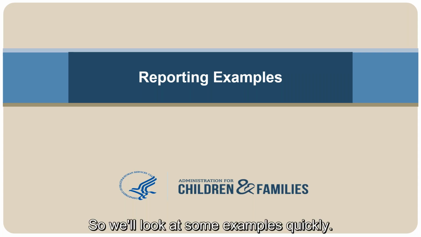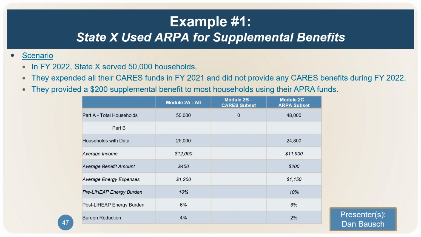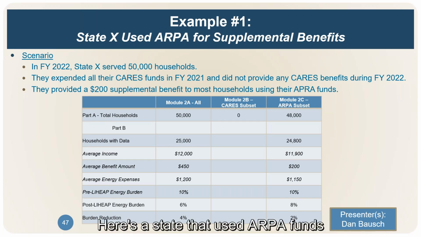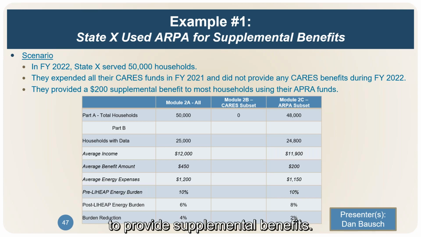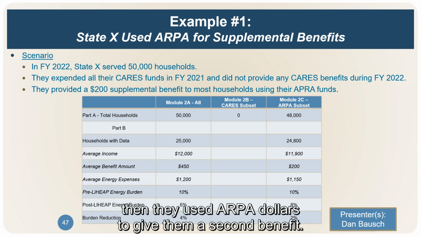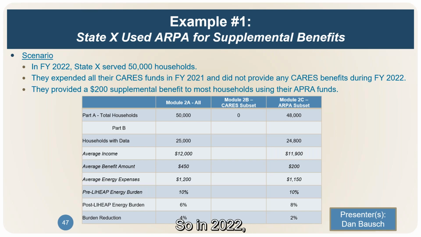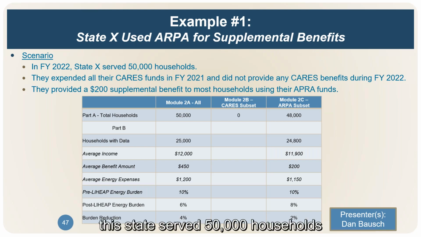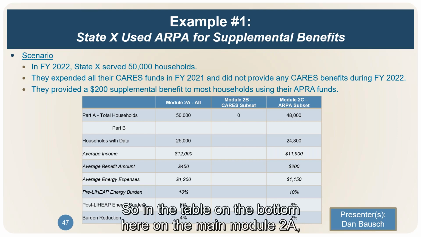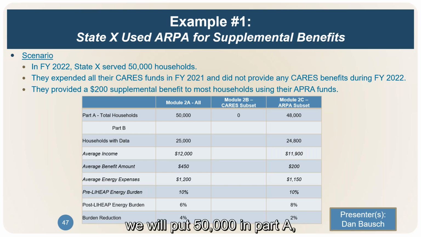So we'll look at some examples quickly. All right, so we're going to look at example 1 here. Here's a state that used ARPA funds to provide supplemental benefits. So they gave households their regular benefit, then they used ARPA dollars to give them a second benefit. In 2022, this state served 50,000 households with bill payment assistance. So in the table on the bottom here on the main module 2A, we'll put 50,000 in part A. That's the total households that got bill payment assistance.